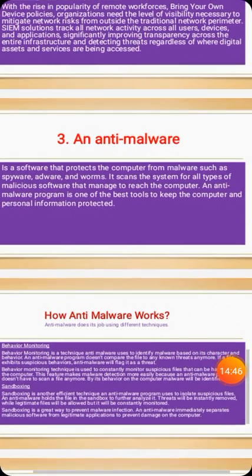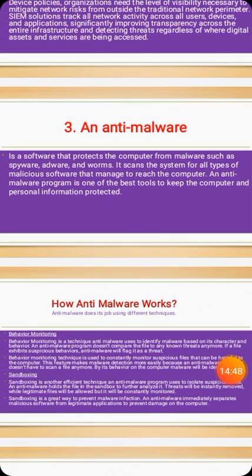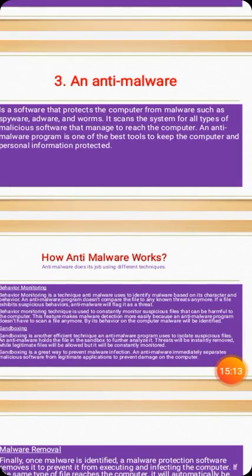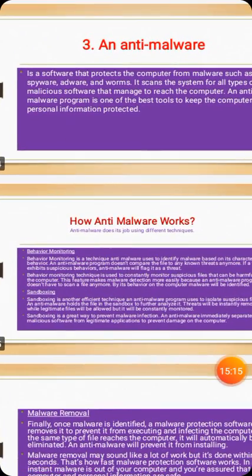Next, we talk of anti-malware. An anti-malware is software that protects the computer from malware, such as spyware, adware, and worms. It scans the system for all types of malicious software that manage to reach the computer. An anti-malware program is one of the best tools to keep the computer and personal information protected. So, this is how an anti-malware works.